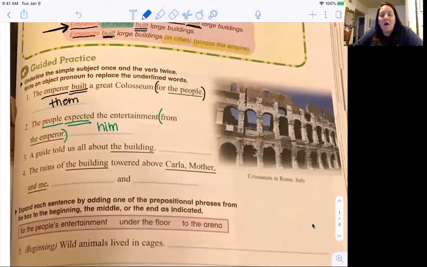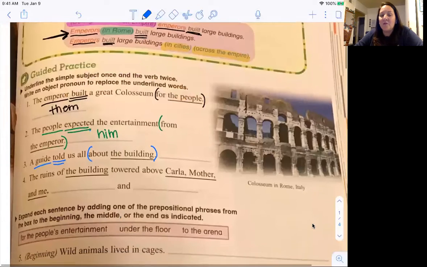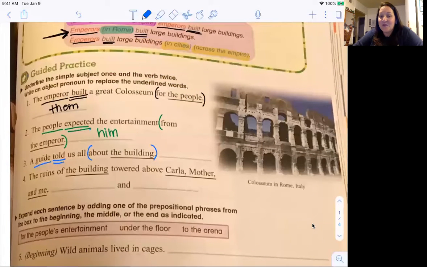A guide told all of us about the building. Okay, let's look at our verb. What is being done in this sentence? What's the action? Told. Good. Who or what told? Guide told. Okay. All about the building. Is all a preposition? No, but about the building is a preposition. So that's my prepositional phrase. And the building, even without looking at your list, yours is at the top of the page. But what would be building? If you said it, you're right. Good job. It is it.